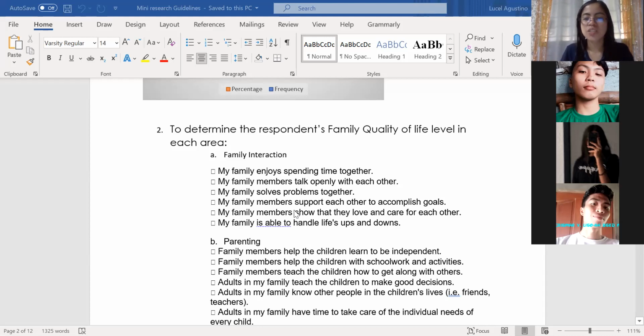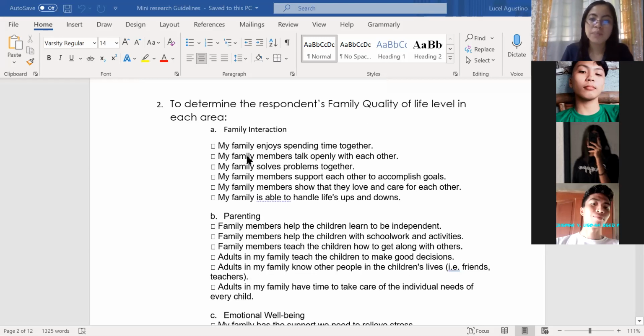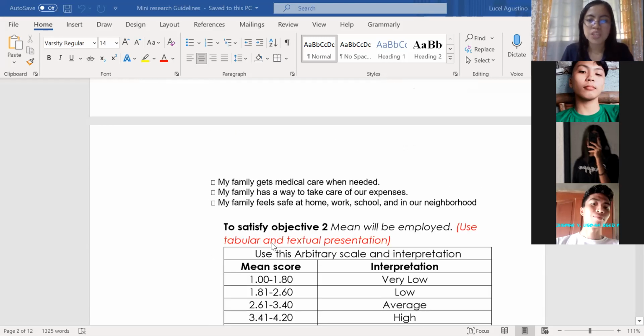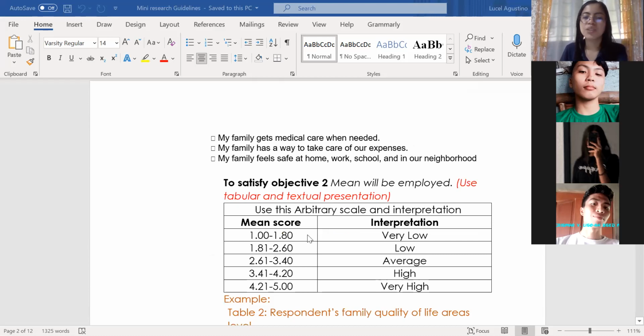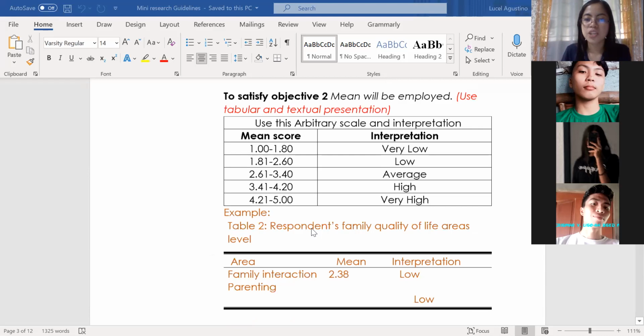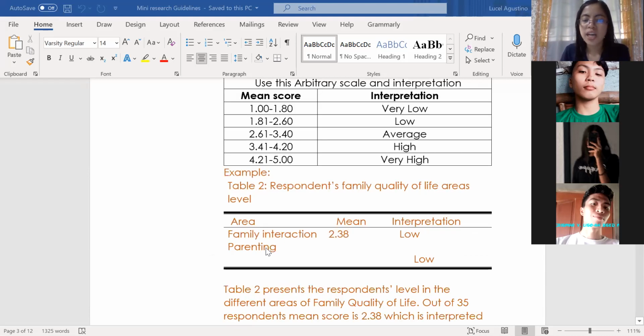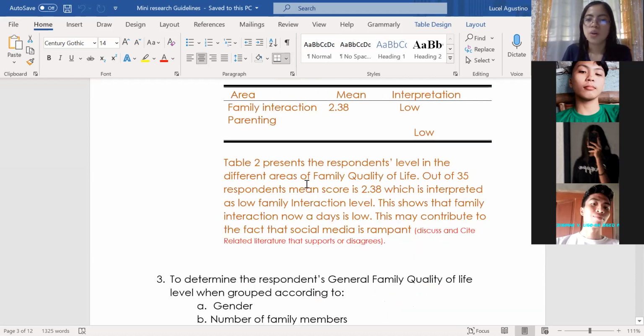Then for family interaction, under objective number 2, per area of quality of life: family interaction, parenting, emotional well-being, you compute them. For example, this one. This is the arbitrary scale interpretation we will use. So for family interaction, your computation there is, for example, 2.38. Then your interpretation, you look at the arbitrary scale. So 2.38 falls in this category, so it is low. That is the interpretation. Then for parenting, you also put the mean and then the interpretation. Okay? This is the example of textual presentation.